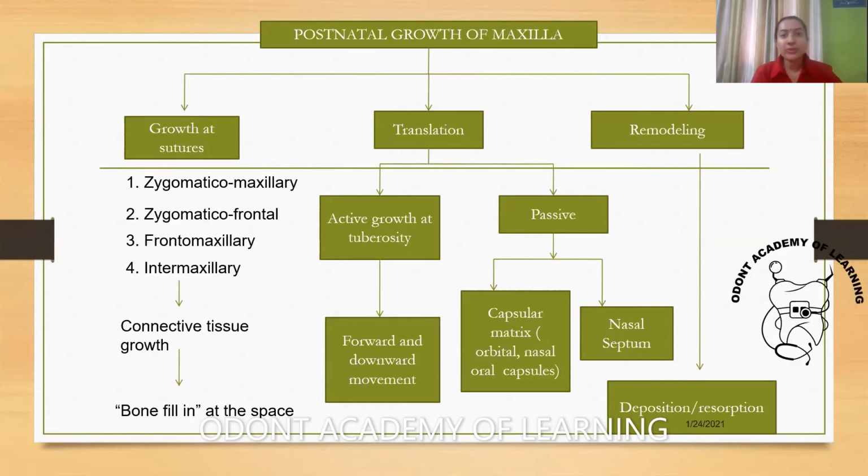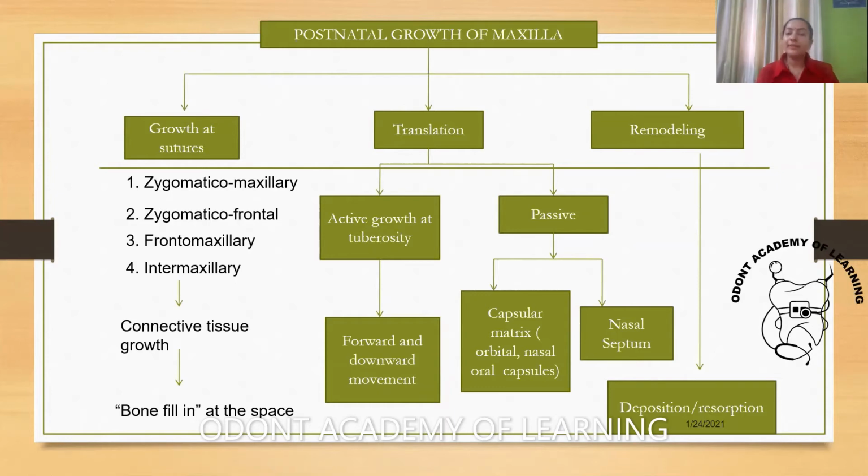Then the next procedure by which the maxilla is growing is translation. Translation occurs by active growth at the tuberosity region and by passive growth. Now, when active growth at tuberosity occurs, there's forward and downward movement of the maxilla. So if this is the maxilla, and we are growing at the tuberosity region, it will move forward and downward. It is gliding forward and downwards.